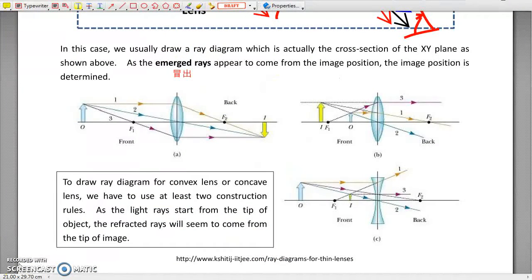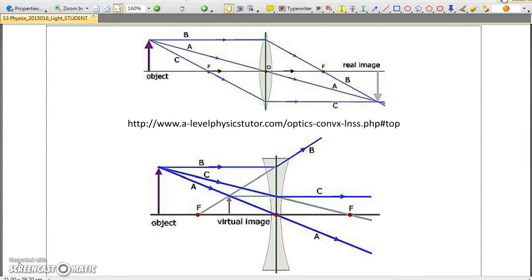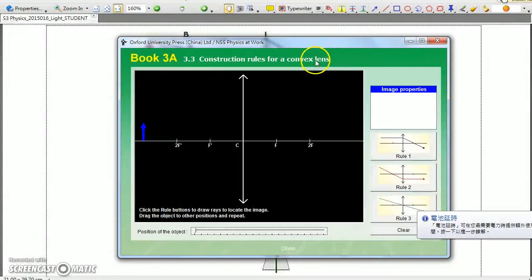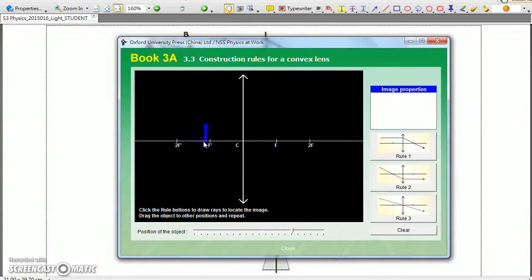Now let me explain the different ray diagrams of convex lenses and concave lenses. The construction rules are important because they help us to find the image. Let me show you some examples. This is the case for a convex lens, and you can see here's the object. You may move it to the back or closer to the lens as you like.